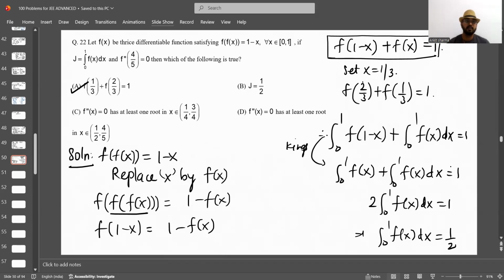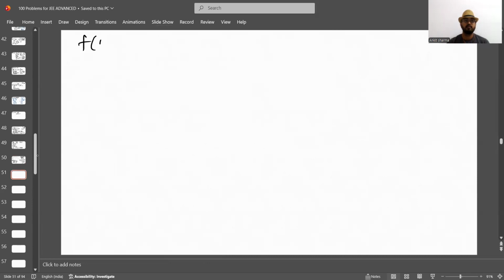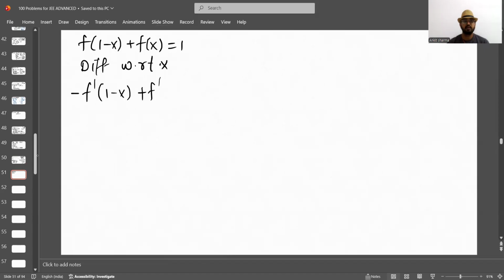Now further, we need to talk about f dash and f double dash. So let's go ahead. I have f of 1 minus x plus f of x is equal to 1. I'm going to differentiate this with respect to x. So I'm going to have f dash of 1 minus x, and then one more minus, plus f dash of x is equal to 0. Which means f dash of x is equal to f dash of 1 minus x.